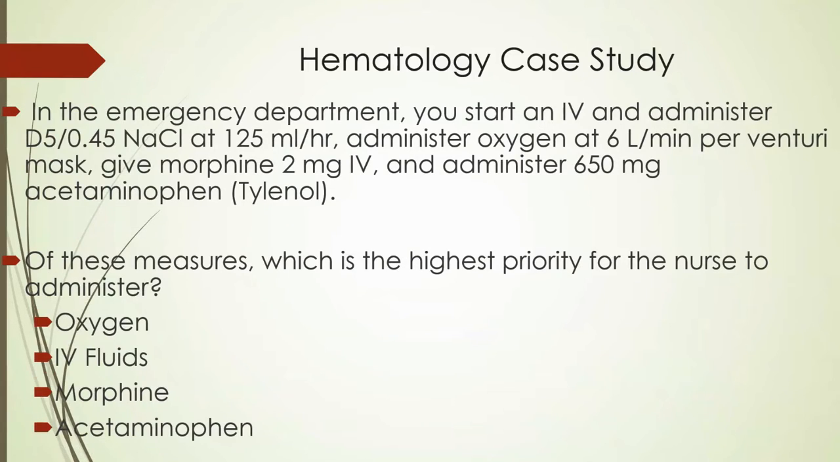So in the emergency department, we start an IV and administer 5% dextrose in half normal saline at 125 milliliters an hour. And why do you think that type of fluid was ordered? What tonicity is it? Isotonic, hypotonic, or hypertonic? Iso, hypo, or hyper?